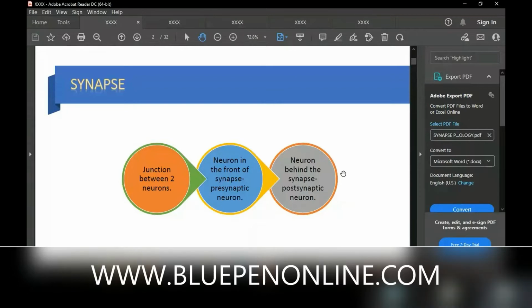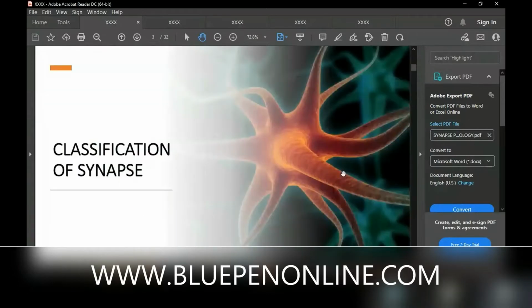Now, about the classification of synapse. Synapse is classified in two ways. That is the main classification. Do you know which they are? Any idea? Chemical and electrical. Okay, that is one type of classification, which is also called functional classification.